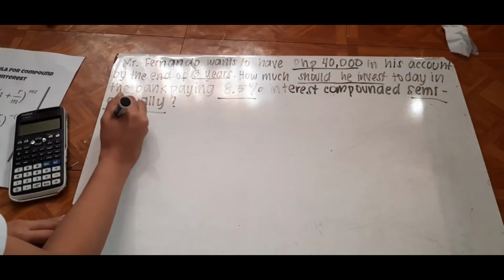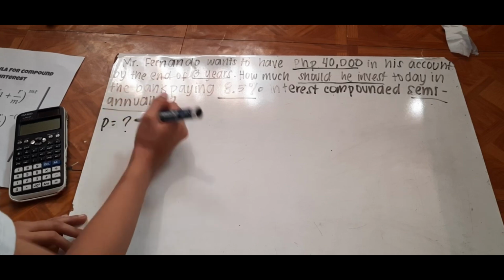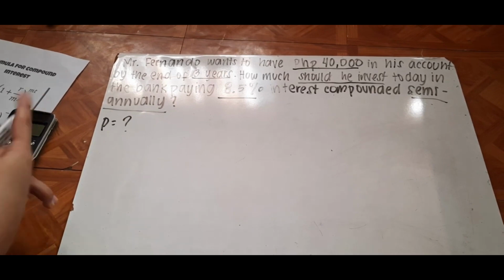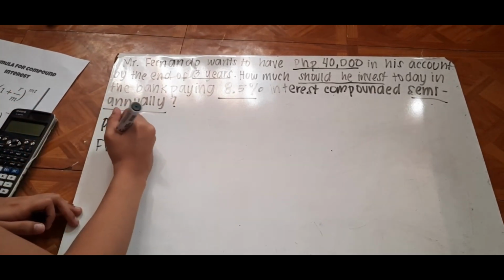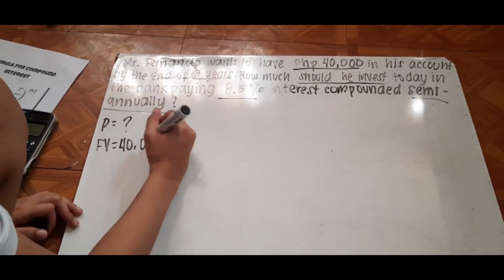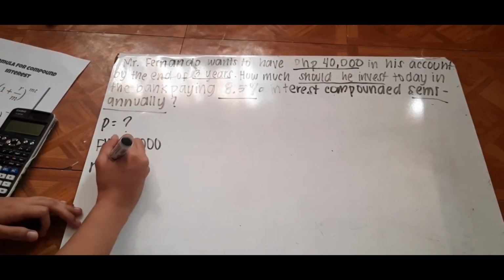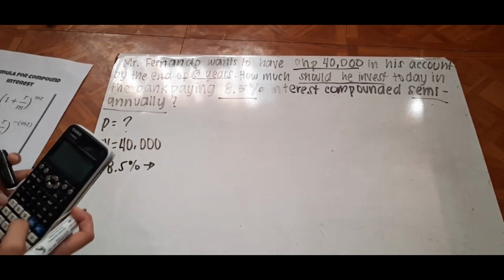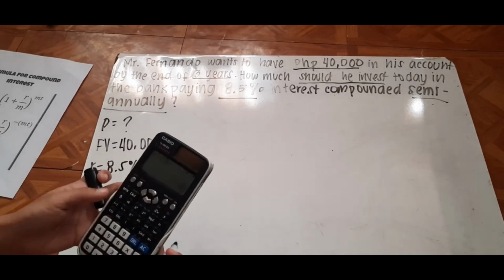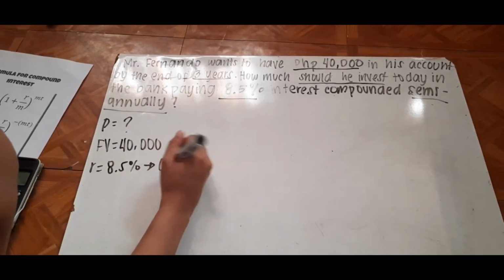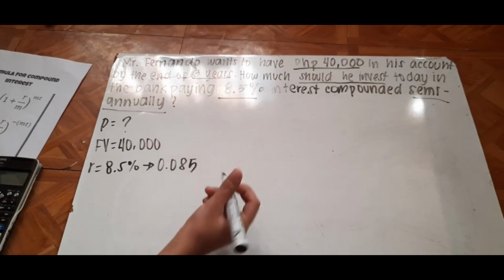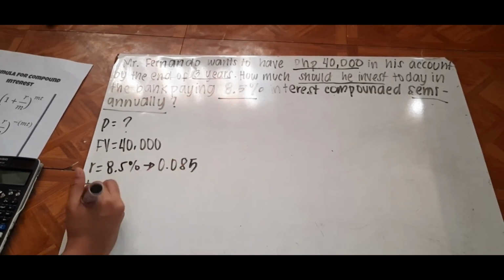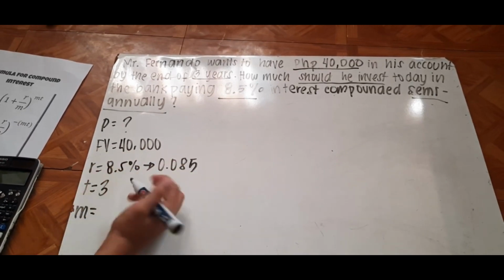So let's write that down. Principal is missing. So the future value is 40,000. Rate is 8.5 divided by 100, and the answer would be 0.085. And the time would be 3 years. And the M is semi-annually, so it's 2.